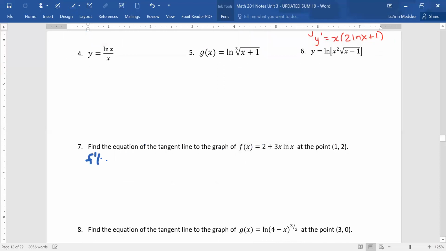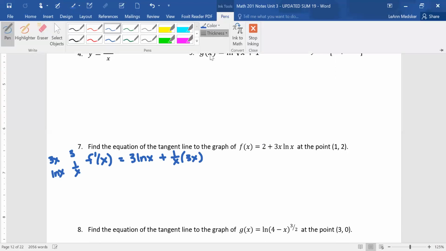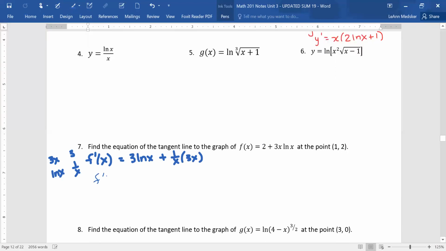So f prime of x, notice the 2 would be a 0, but then I do have to do a product rule because I have a 3x and a natural log of x. So that's a 3 and that's a 1 over x. So this would be 3 natural log of x plus 1 over x times 3x. I can make this a little less thick so it's easier to read. So f prime of x is 3 natural log of x plus 3.